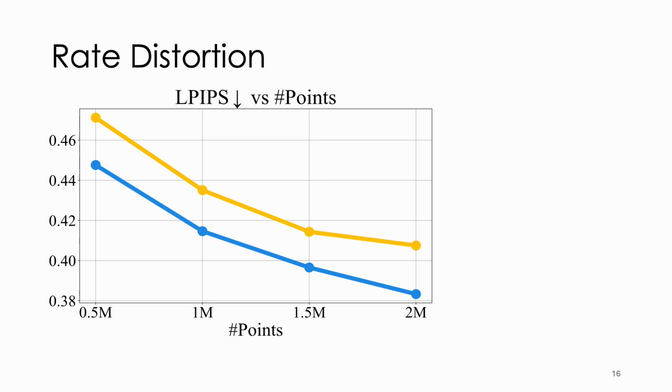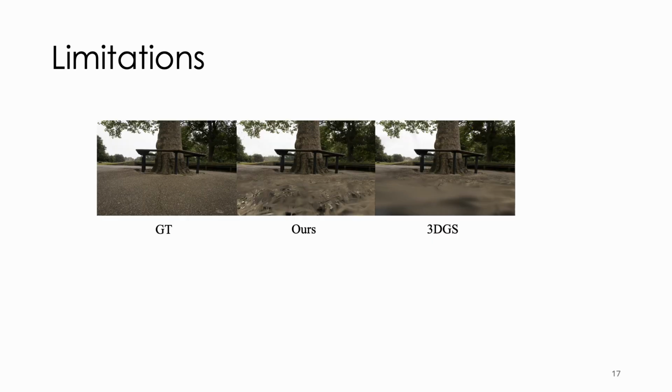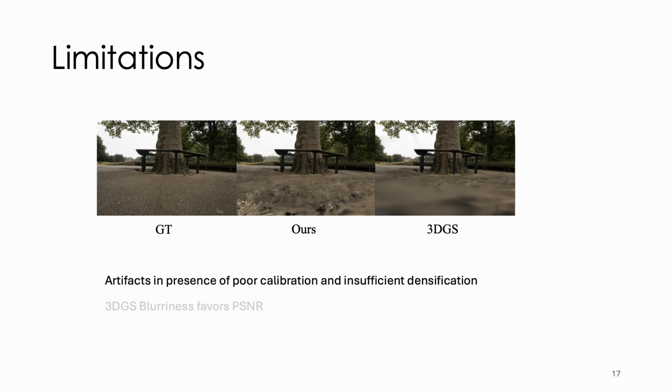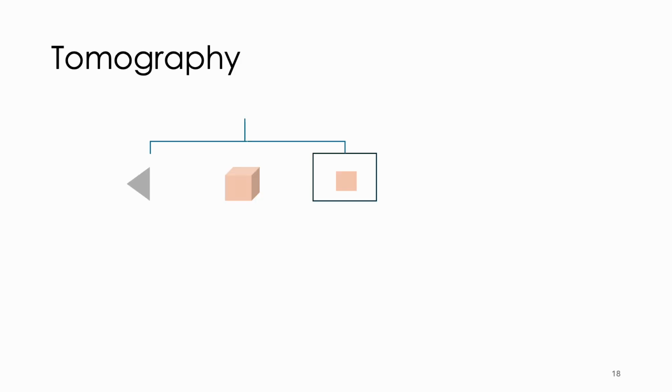The memory budget is measured by fixing the same upper limit on the number of points generated during optimization for both the methods. We observe that in case of poor camera calibration or insufficient densification, our method tends to produce sharp, streaky artifacts, whereas 3D GS yields blurrier renderings that are favorable for PSNR.